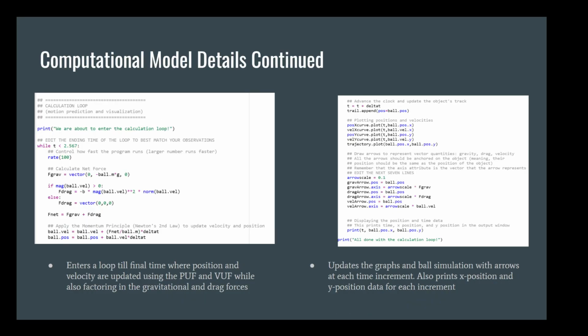Some more details about the computational model. The next chunk of code enters a loop until the final time, where position and velocity are updated using the position update formula and the velocity update formula for each increment of delta t, while also factoring in the gravitational and drag forces. And the last chunk of code updates the graphs and the ball simulation with arrows at each time increment, and also prints x position and y position data for each increment, so we can compare data after the model is done running.